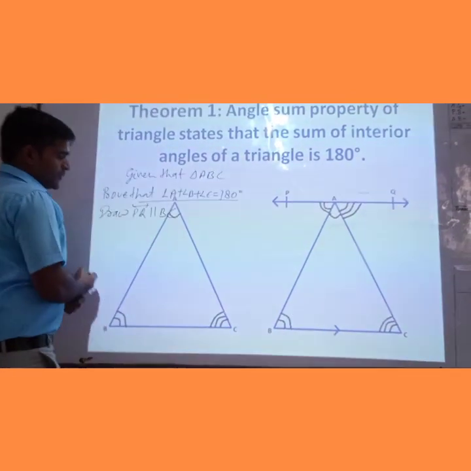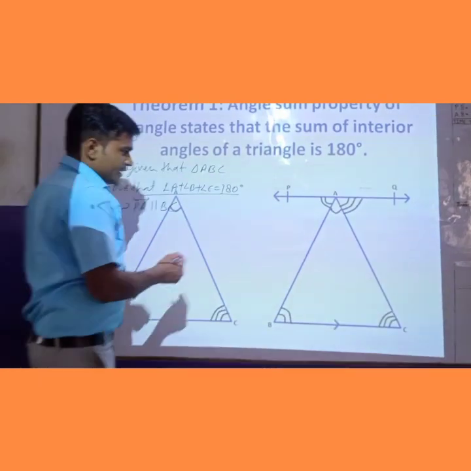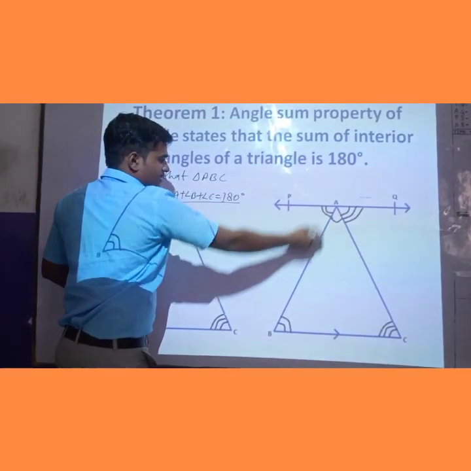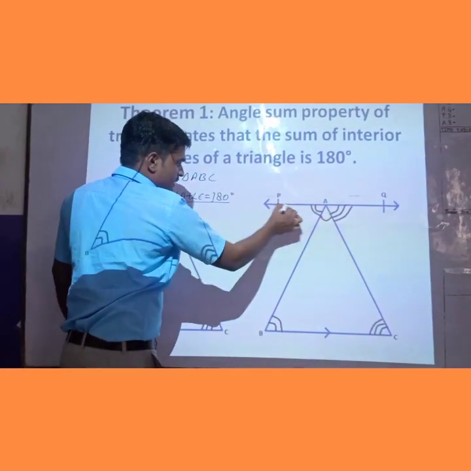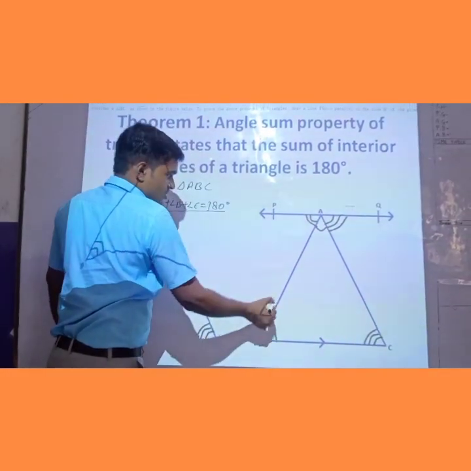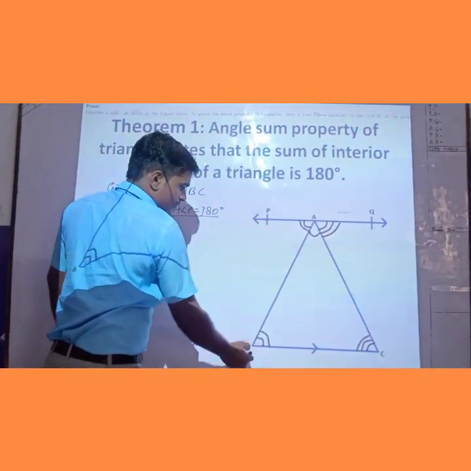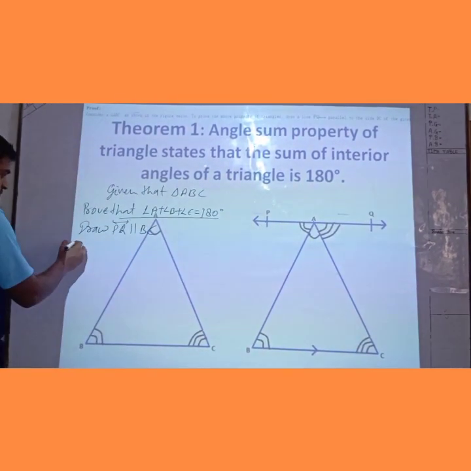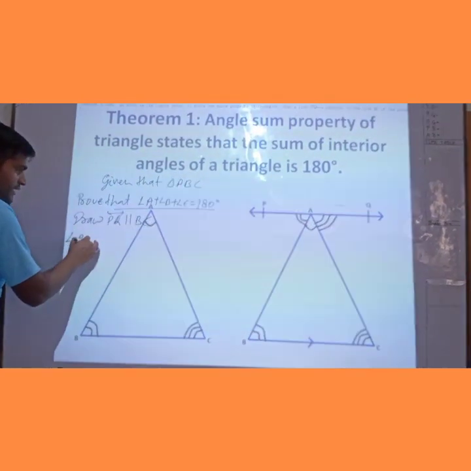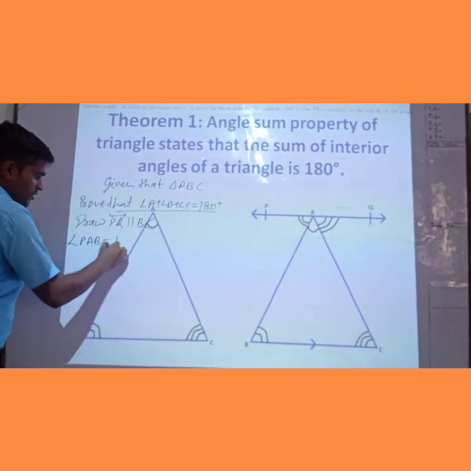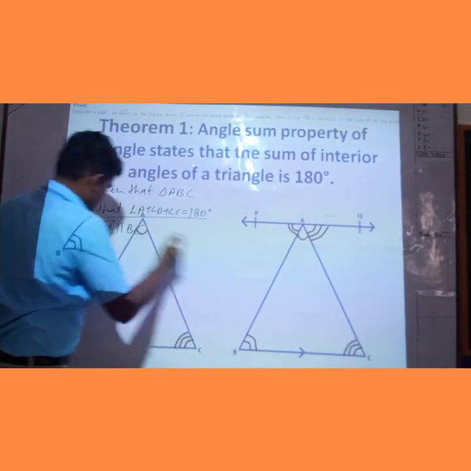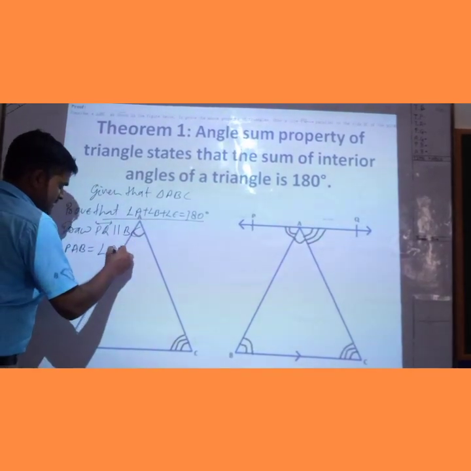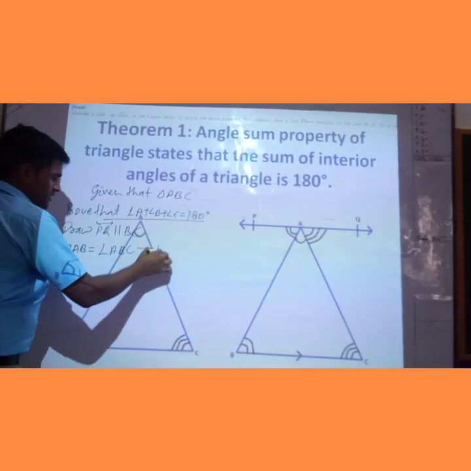If BC and PQ are parallel, then AB is a transversal. If AB is a transversal, then angle PAB is equal to angle ABC. This is equation number 1.